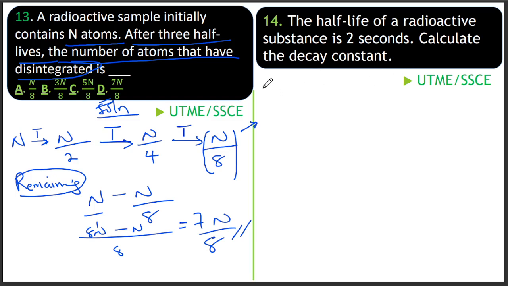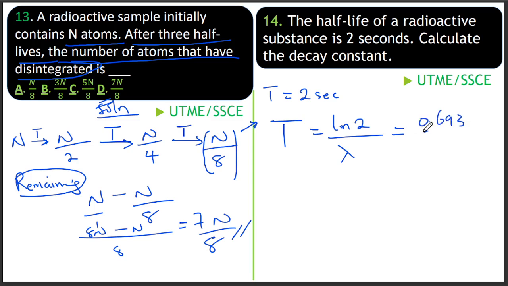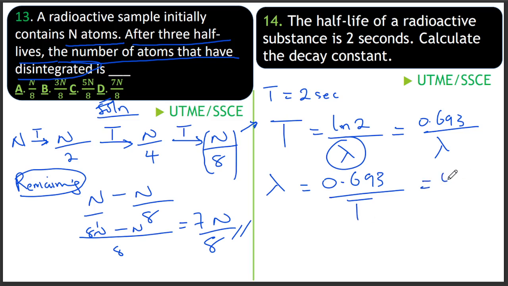So half-life is 2 seconds. Calculate the decay constant. I already know that the relationship between half-life and decay constant is this: half-life equals ln 2 all over the decay constant. Natural log of 2 is the same as 0.693. So if I'm to find the decay constant, just make it the subject of the formula. This will be 0.693 over half-life, which gives us 0.693 over 2.